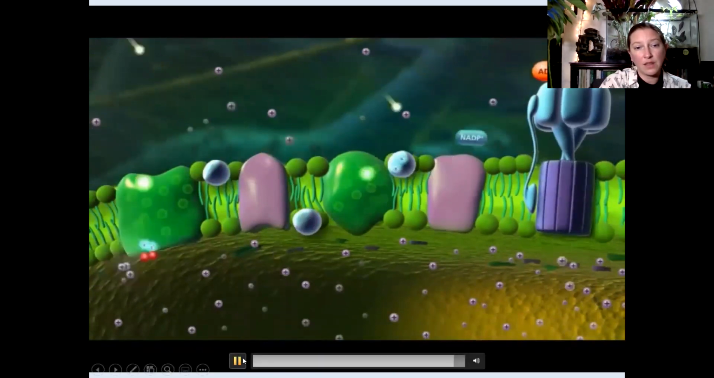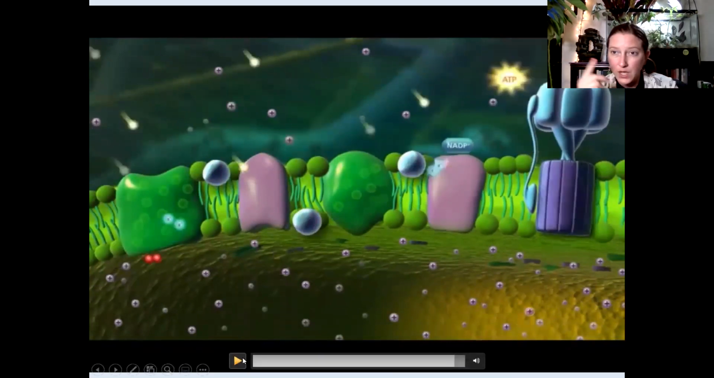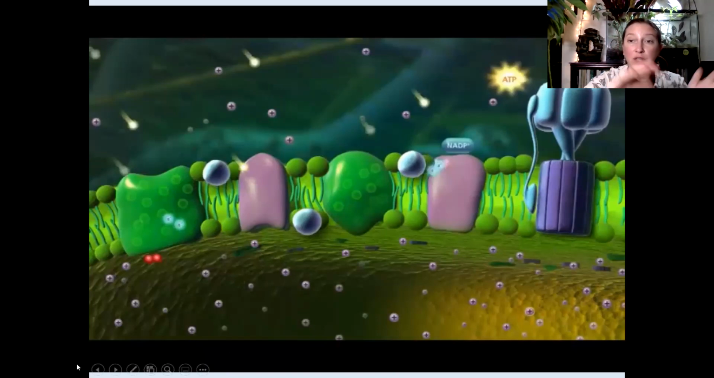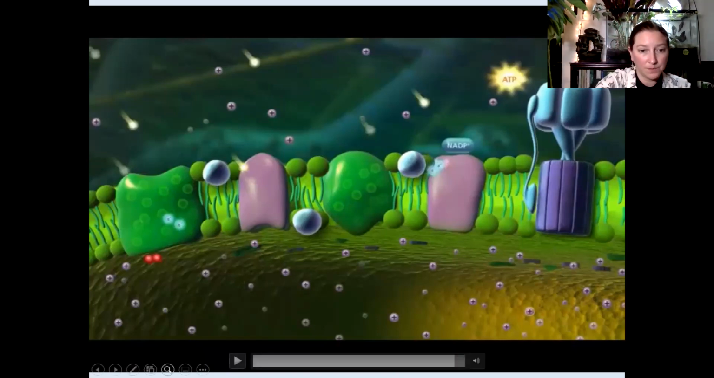So do you see how that little motor thing is spinning and those little sparkly ATPs are flying away? So those ATPs are going to be used, those are energy molecules, and those are going to be used to do things that require energy. For example, growing, things like that. And that NADPH is going to be doing that same thing. So those are energy molecules. So just so you can see how this is all connected.